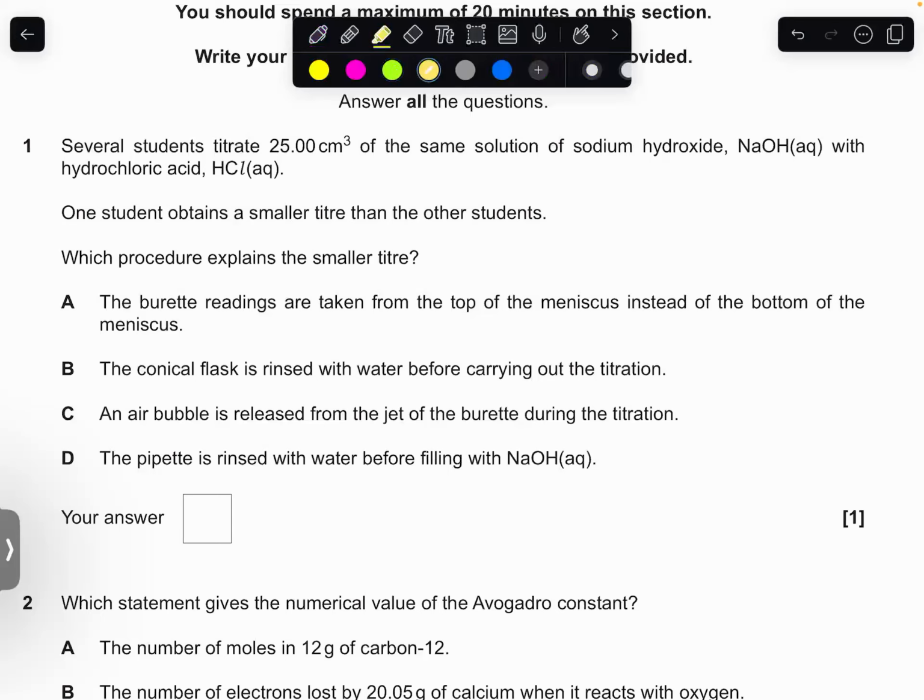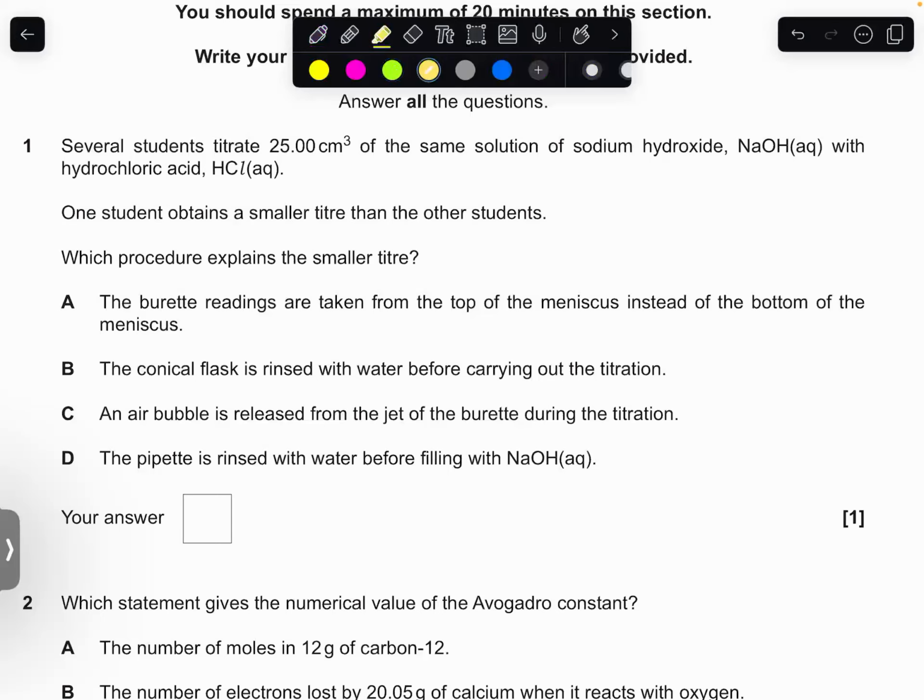Now, let's have a look at these possible reasons. What could give a small titer? Titer meaning volume used from the burette. The burette readings are taken from the top of the meniscus instead of the bottom. This wouldn't really make a difference because if this is your two readings, if you're reading from the top of the meniscus, the difference is still going to be the same. So A is ruled out. Whether it's from the top, whether it's from the bottom, that difference between them is going to be the same.